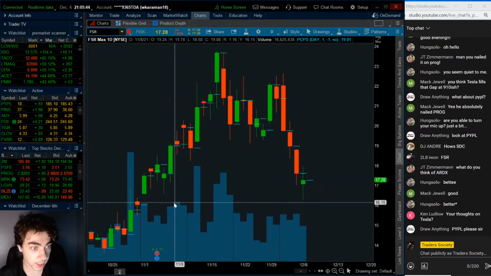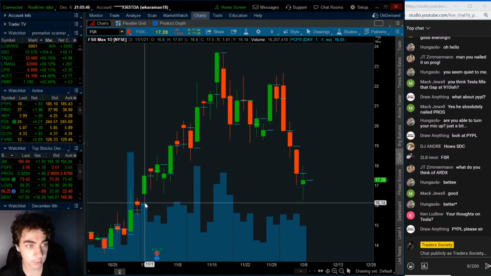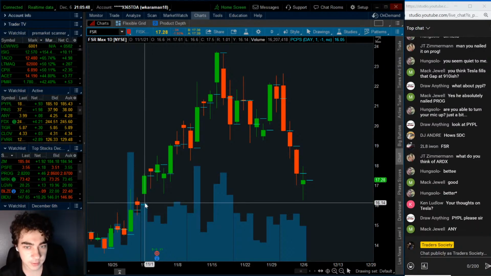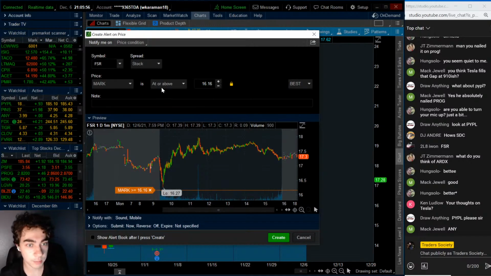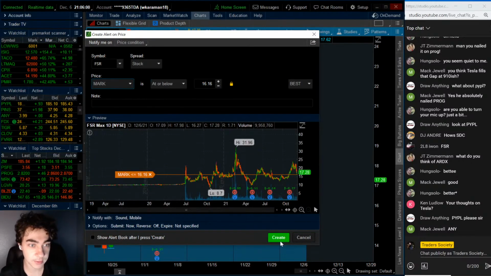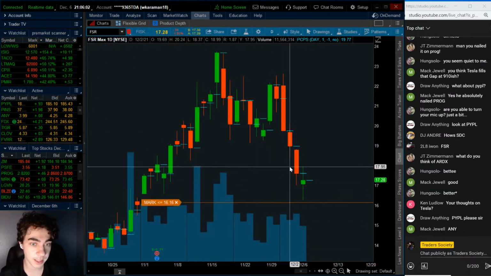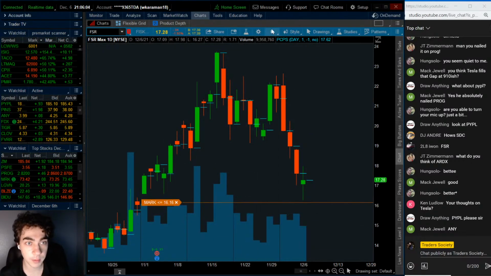Yes, so for this one, I would wait until we get to like $16. There's a gap to fill at 16.05. It looks like we're going to be headed back down to fill that gap below. So once we get to that key level, we would need to see signs of strength for this to run back up to like 18 for the short term.